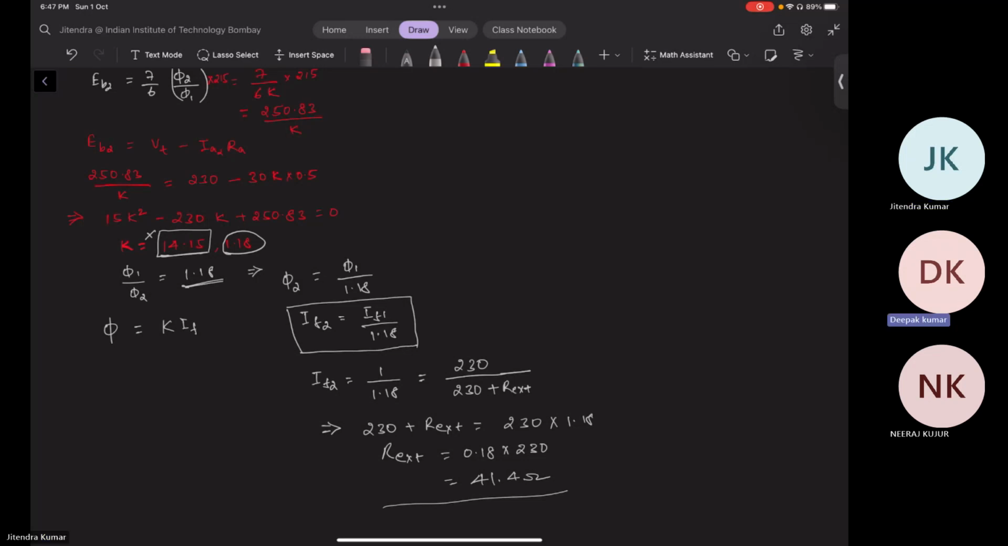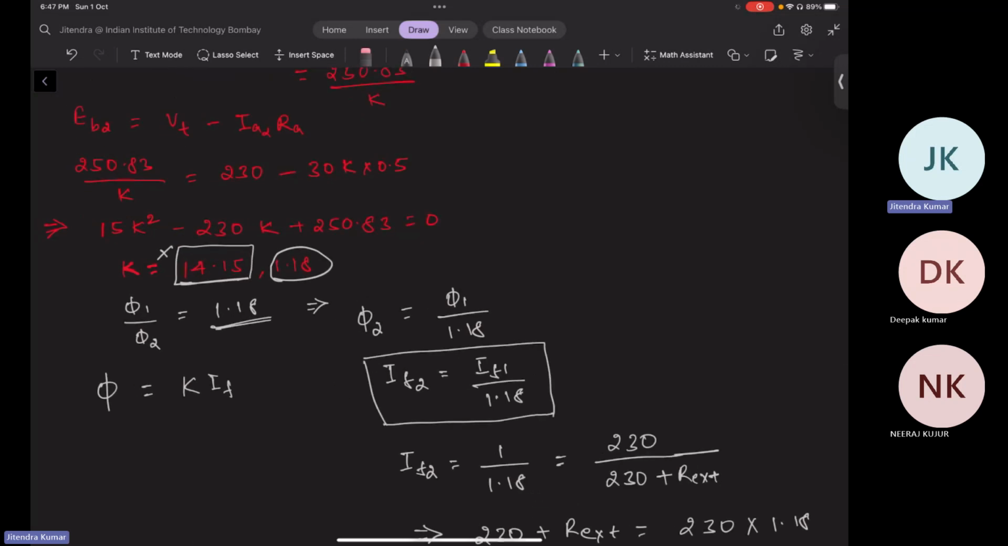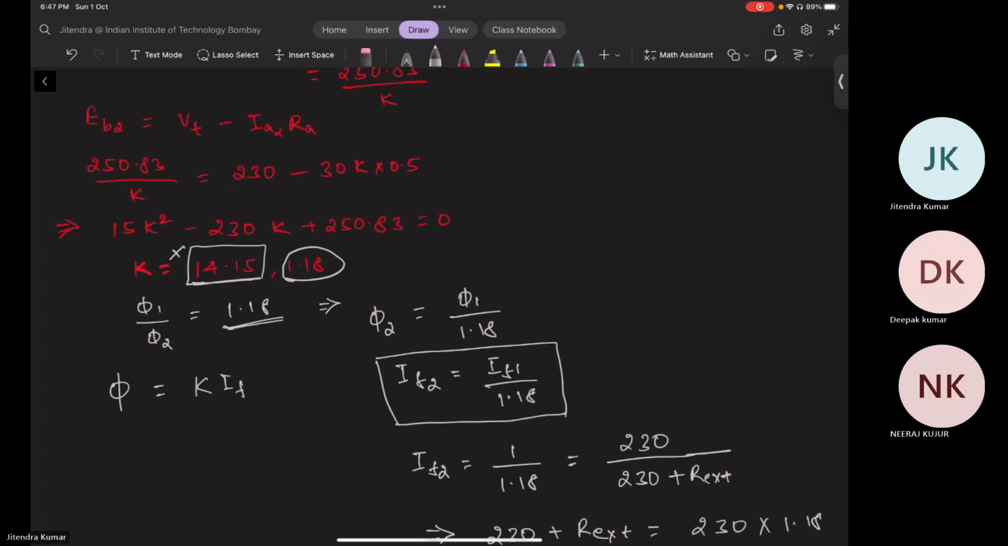Sir, why did we not multiply by 1.18 in IF1, because it is reducing? See, phi 1 by phi 2 is 1.18, not phi 2 by phi 1. And phi 1 is the rated flux, right? We have considered that. So we cannot use the rated value because the field should reduce, right? The field has reduced here. Okay, great. Any final doubt in this problem?